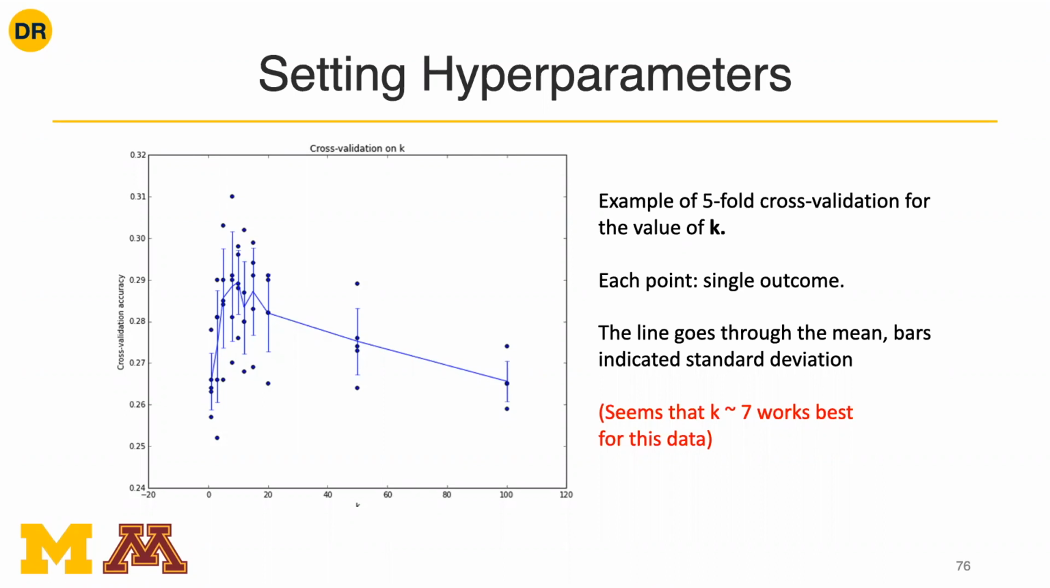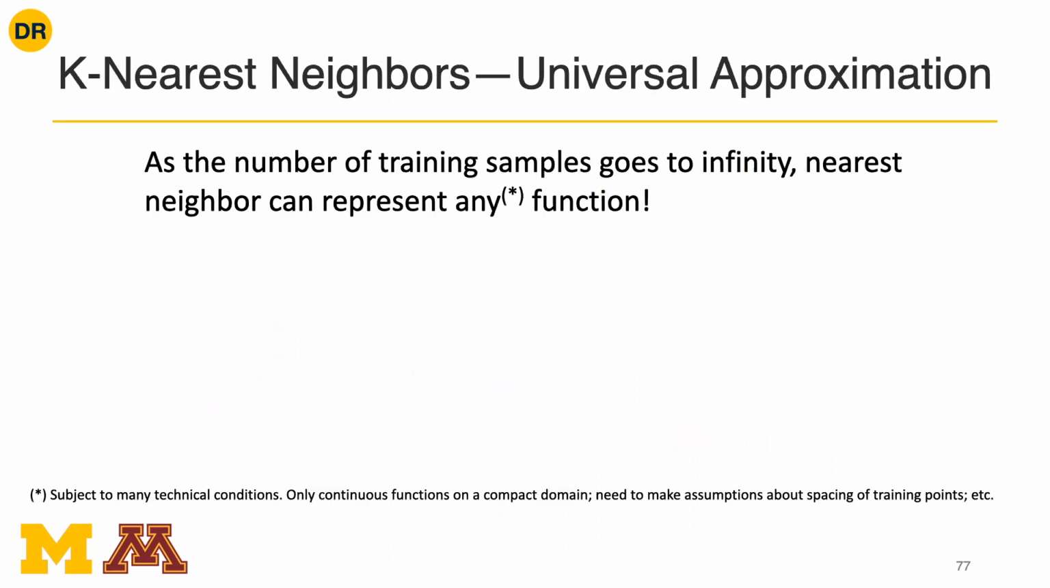And for this particular data, we found that K approximately equal to 7 works best for us. Okay, so a general statement about K-nearest neighbors, especially from a practical point of view, is that it's a universal approximator. If you think about it, if you have an infinite amount of data, you are basically covering the entire state space, and you know everything about that state space. So your accuracy should be perfect, right?